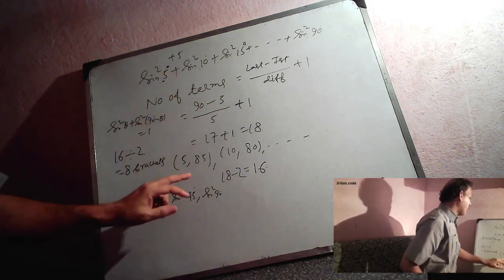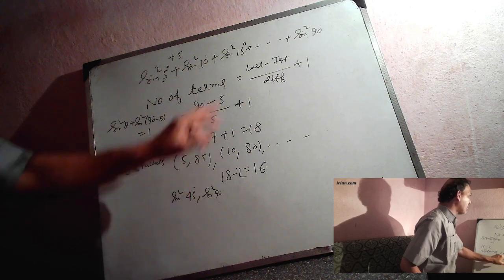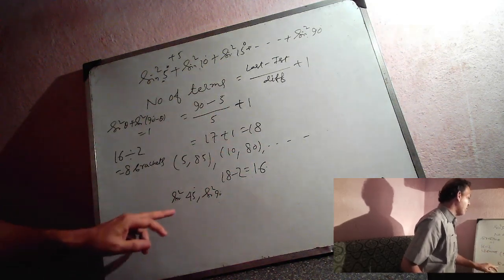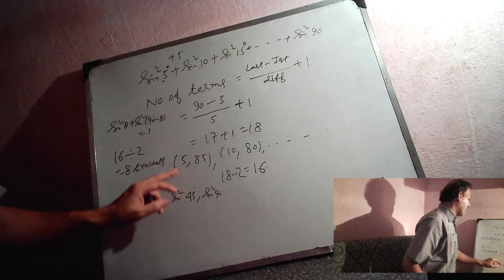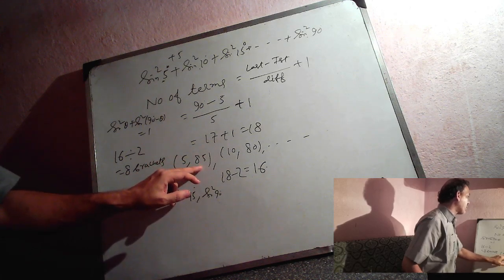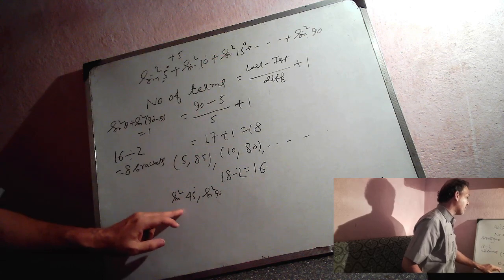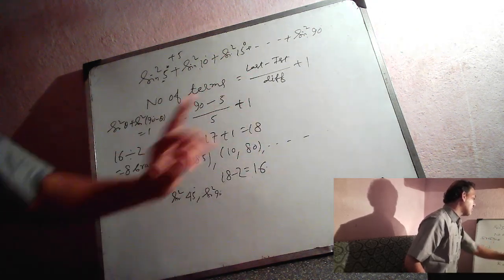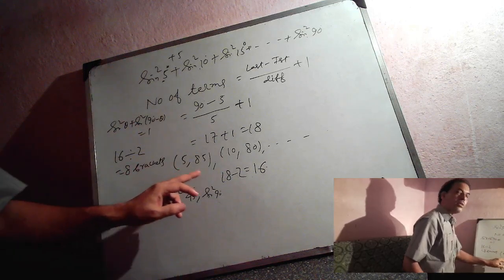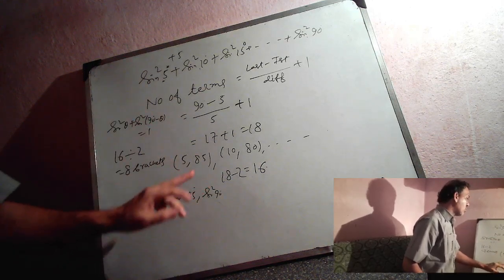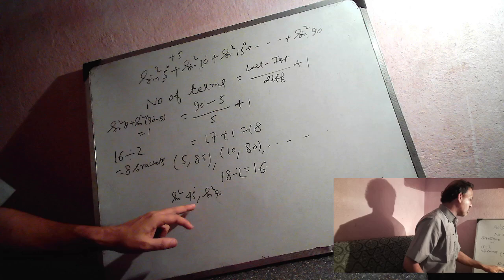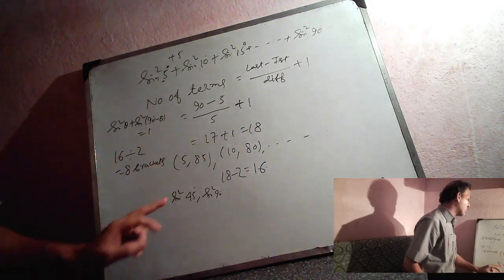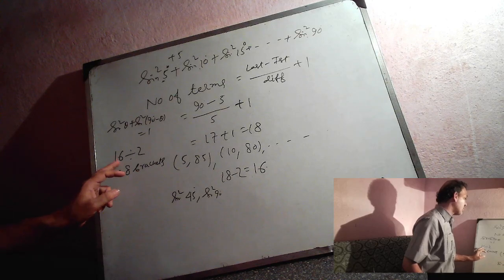We cannot keep sin square 45 degree and sin square 90 degree in brackets. Why? To keep sin 45 degree, we need another 45 degree term, but there is a single 45 degree term. Again, to keep sin square 90 degree in a bracket, we need sin square 0, but there is no term of sin square 0. So we have excluded sin square 45 degree and sin square 90 degree from the total number of terms. So we are left with only 16 terms.